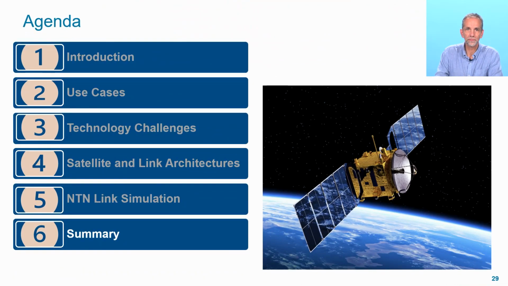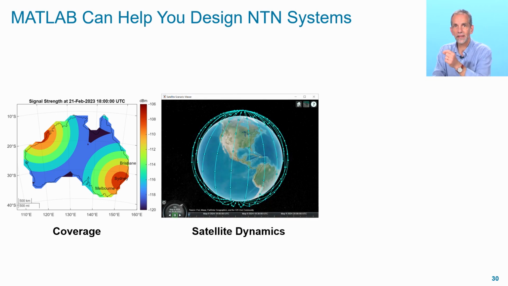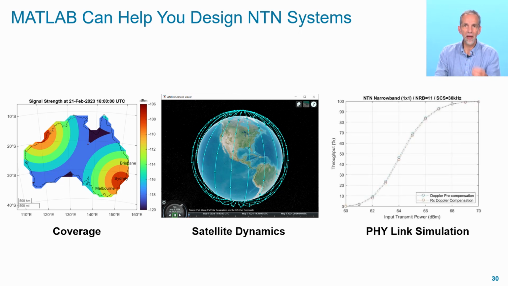And then we can summarize. The main takeaway is that MATLAB can help you design NTN systems. You can perform coverage analysis. You can include satellite dynamics into both power budget analyses and, in fact, link analyses. And you can do very, very detailed, fine-grained link simulations as illustrated by the PDSCH downlink example. So all the way from satellite orbits and constellations down to individual links. MATLAB enables that for you.